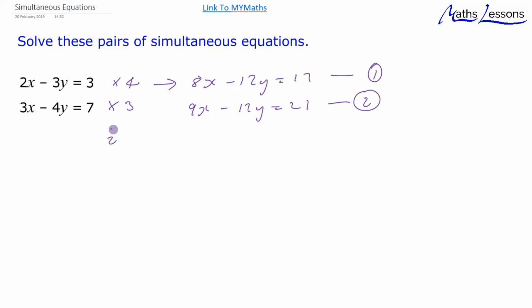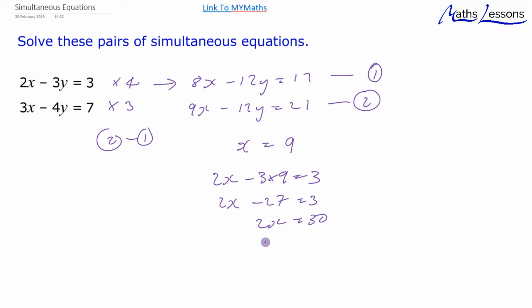And if I do 2 minus 1, so that equation away from this equation keeps the x's positive, leaves me 1x. The y's cancel. And 12 away from 21 gives me x equals 9. And then we put that back into this equation over here. We're going to get 2x minus 3 times 9 equals 3. So 2x equals 30. So x 15.